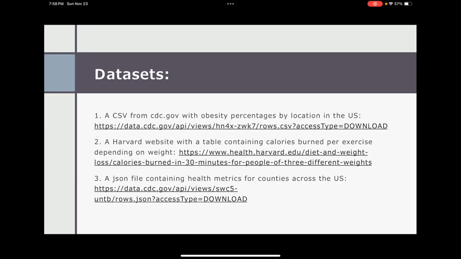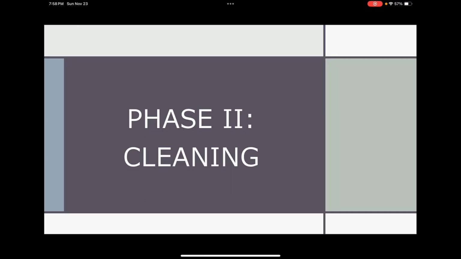Our data sets are a CSV from the CDC website with obesity percentages by location. Second, we have a Harvard website with a table containing calories burned per exercise depending on a person's body weight. And third, we have a JSON file containing health metrics for counties across the U.S.